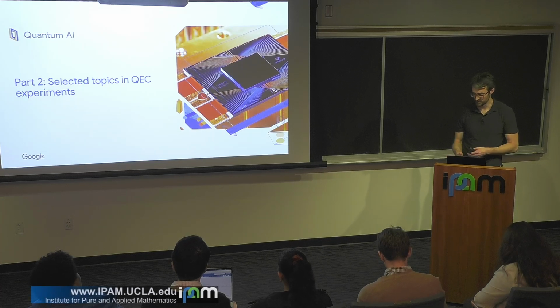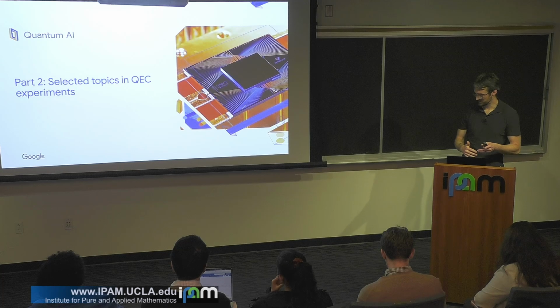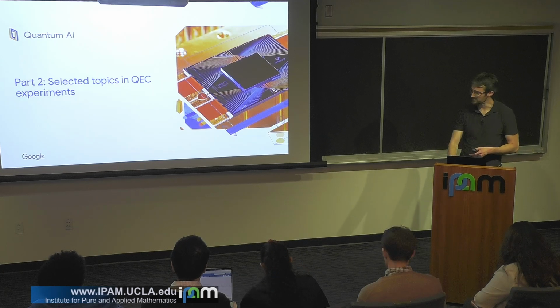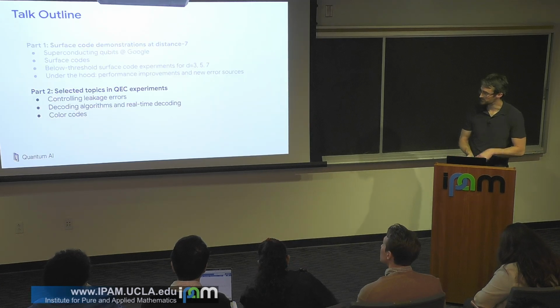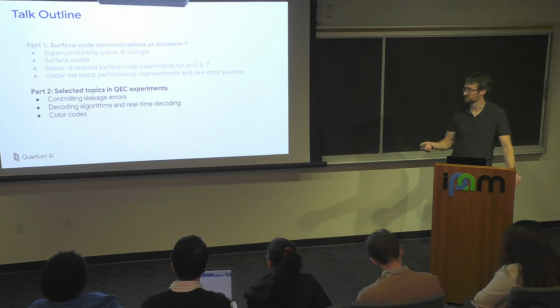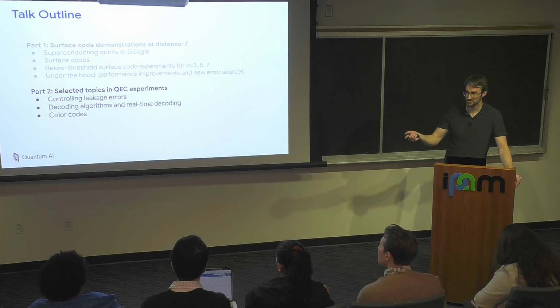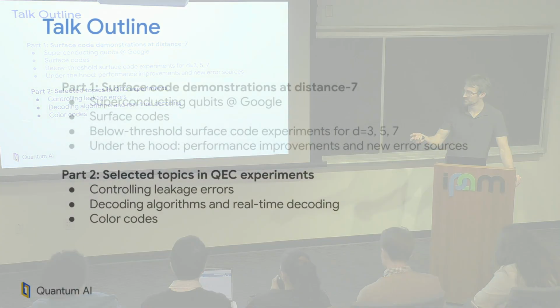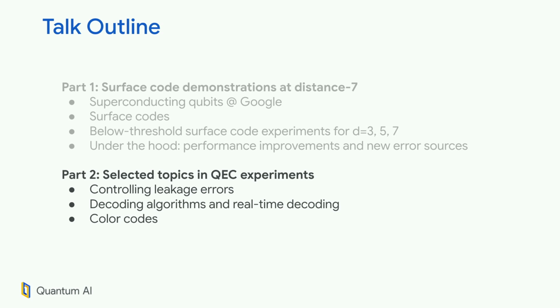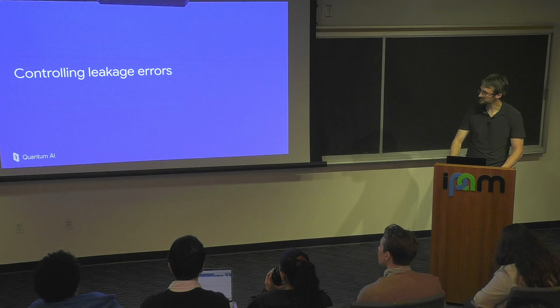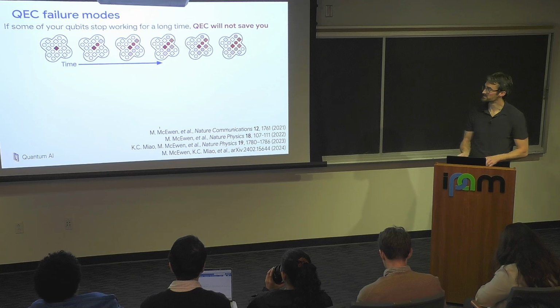So in part 2, what I wanted to do was choose some topics in QEC that are related to these experiments, but either go deeper or go into slightly different directions. To remind you of the outline, I'll talk about controlling leakage errors. I'll talk a little bit about decoding algorithms and real-time decoding, and then if we have time, I'll talk about color code experiments.